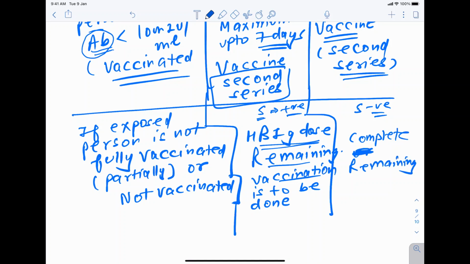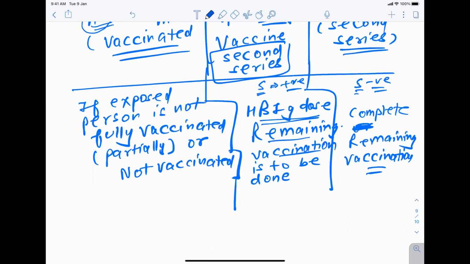Complete the remaining vaccination. This is the protocol even though the source is negative, because you have not taken the full course, so obviously you have to complete it. So this is to complete the remaining vaccination. If you have taken one, the other two you have to take. Okay, so this is the protocol for this.